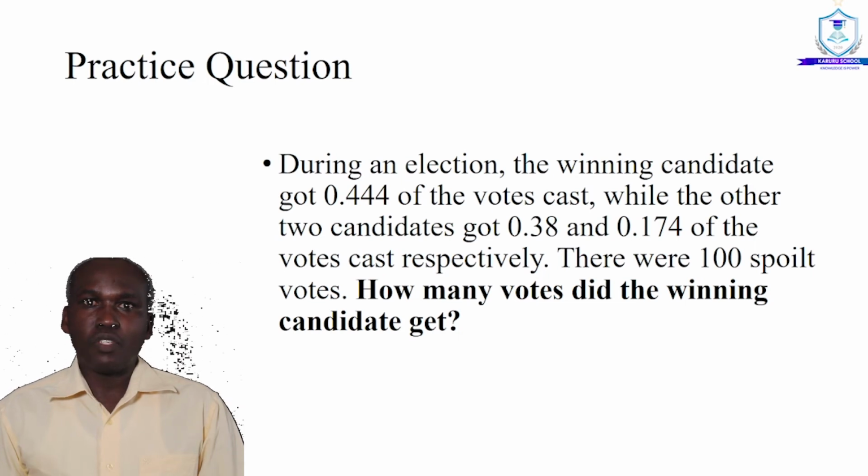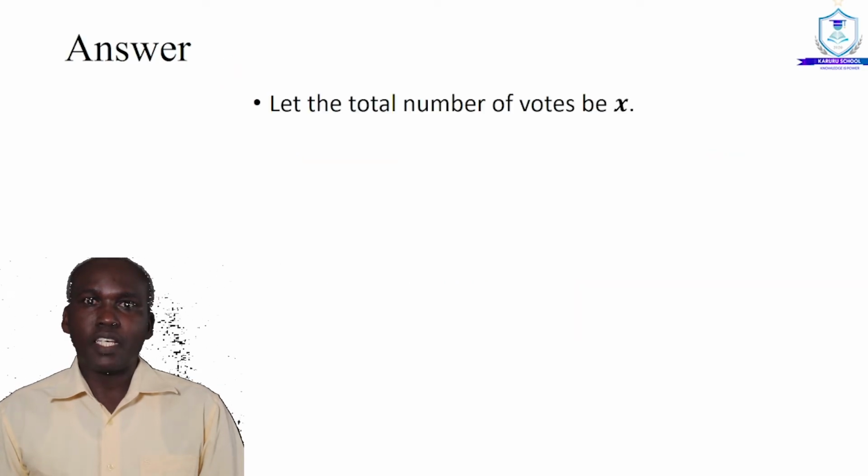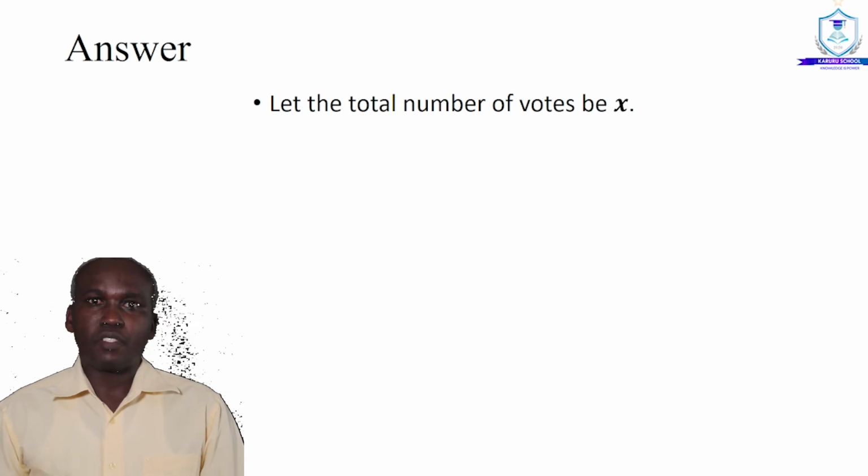To answer this question, let the total number of votes cast be x. Formulate an algebraic equation comprising of the votes garnered by each of the candidates as a fraction of the total votes cast. Ensure that you include the number of spoiled votes in your equation. The equation will now comprise of the following: the total votes cast equals the total votes garnered by each candidate plus the spoiled votes.